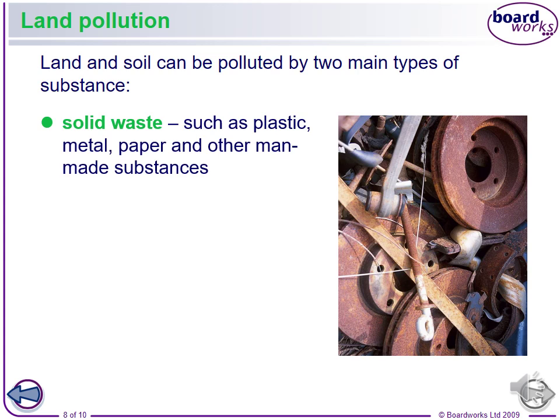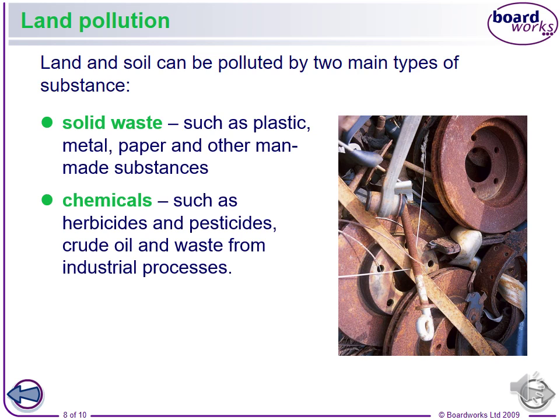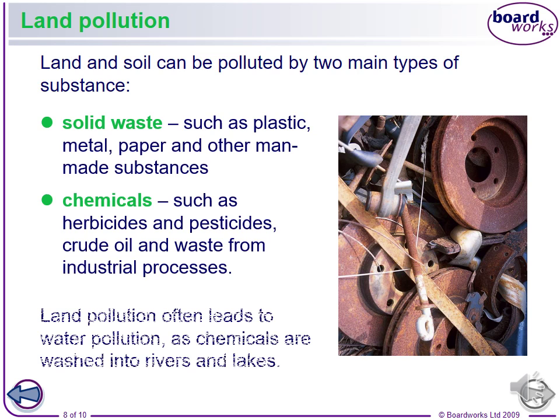Chemicals, so herbicides, pesticides, crude oil, waste from industrial processes. That's why they don't want you to change your oil and then just dump it in the ground. It doesn't break down. Land pollution often leads to water pollution as chemicals are washed into rivers and lakes. I mentioned that before as well when I talked about the cows with the manure, the nitrogen, all of that going into the ocean or into water.